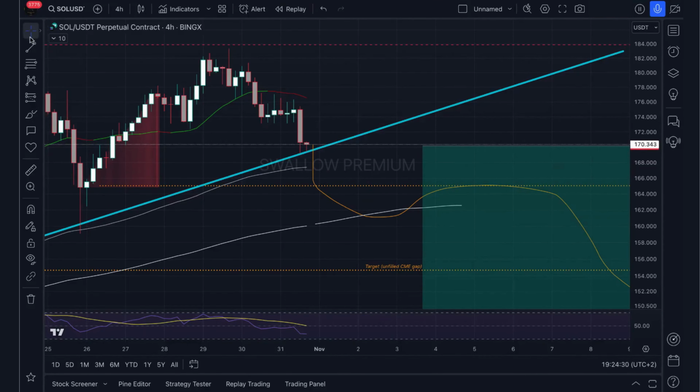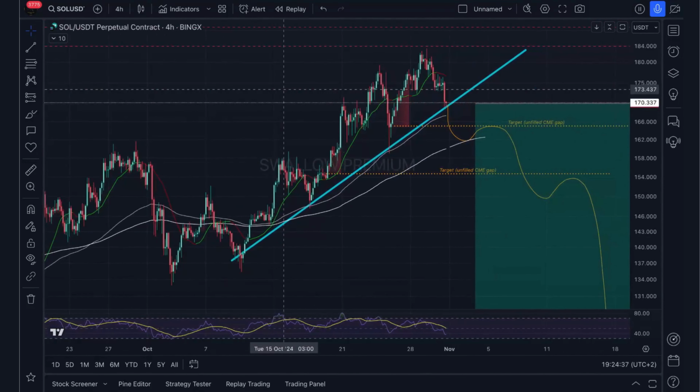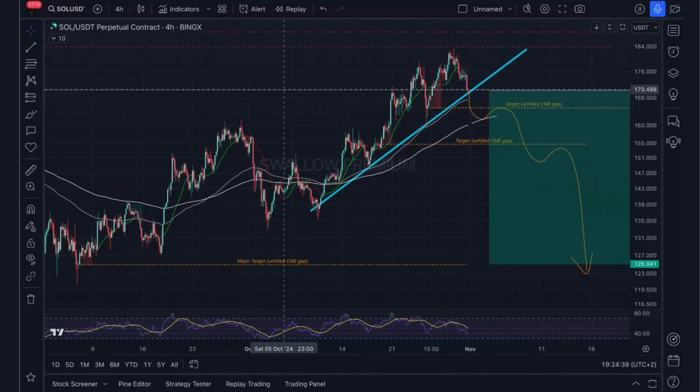So a pretty simple and perfect setup for us to take. This is it on the Solana coin, a potential move of 27%. So let's see where we will head.